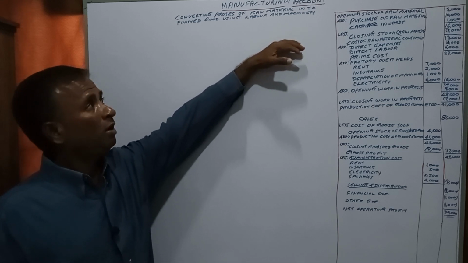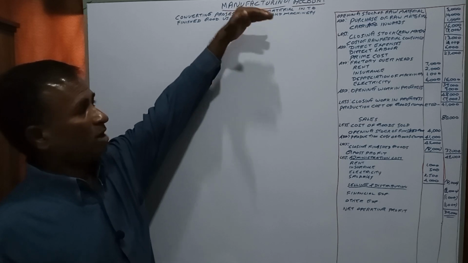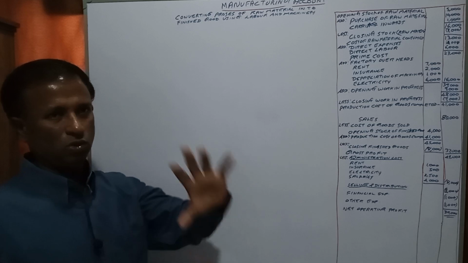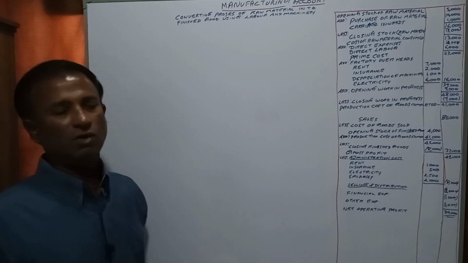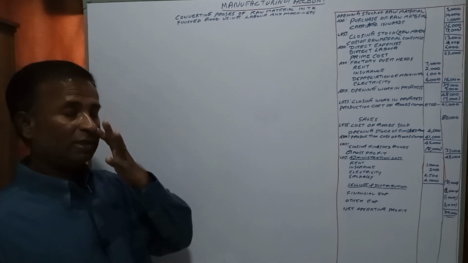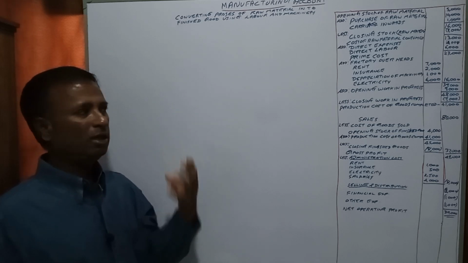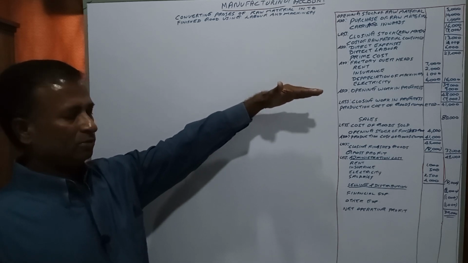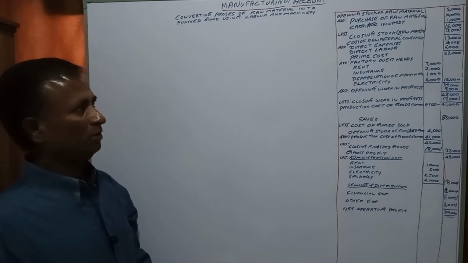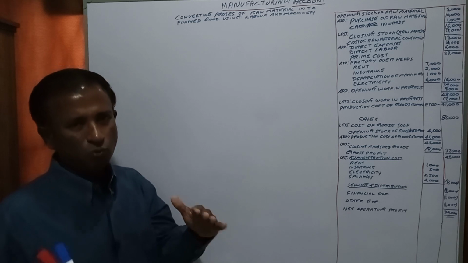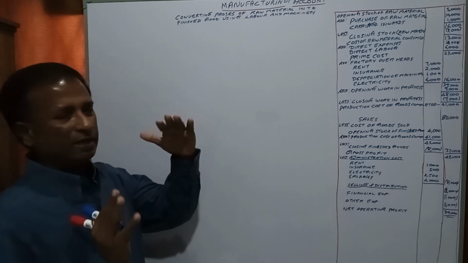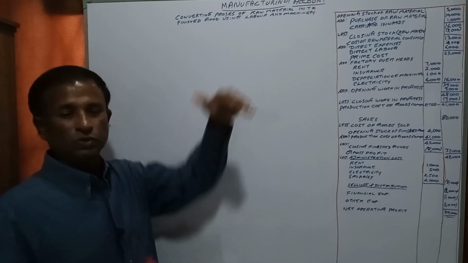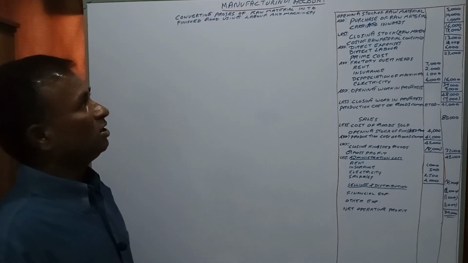So now we are talking about the manufacturing, trading and profit and loss account, all three in one account, right? The manufacturing process will be there, the trading account also will be there, and the profit and loss account also will be there. So here one more section is added, that is accounting for the manufacturing process, right?